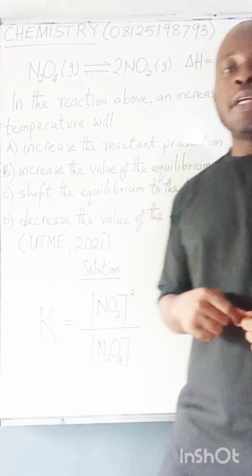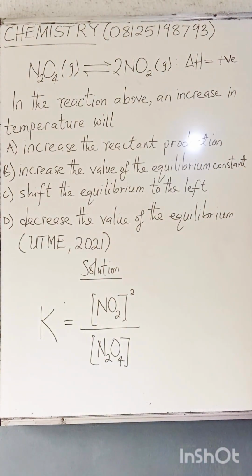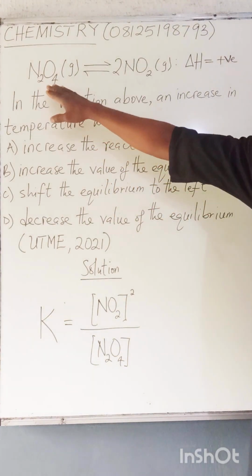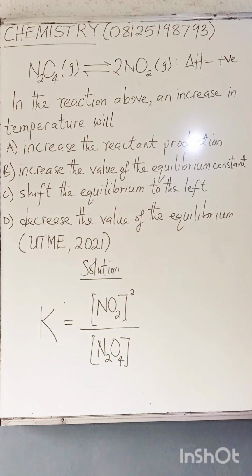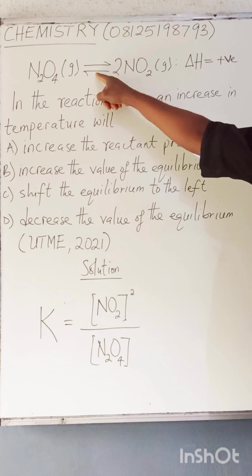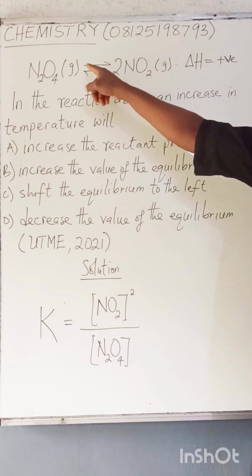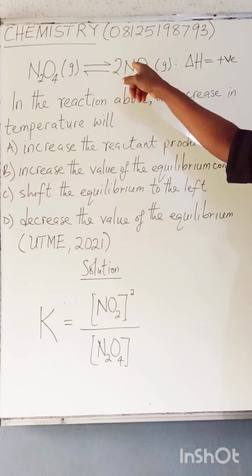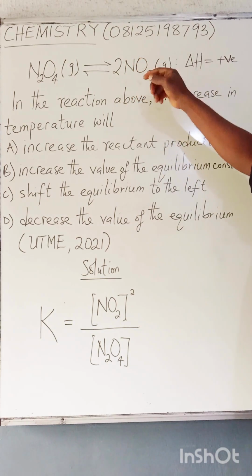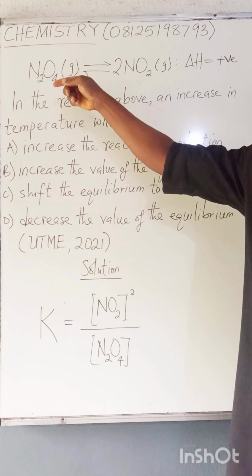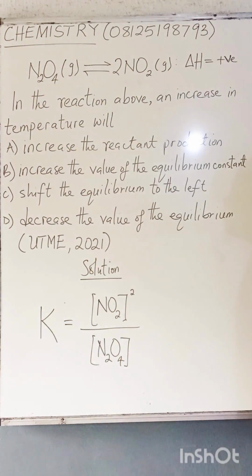On the board today, there is a 2021 UTME problem that we want to look at. The problem starts with an equation of a reversible reaction. Did you notice this double arrow here? One is pointing to the right, that's to the product. The other one is pointing to the left, that is to the reactants.